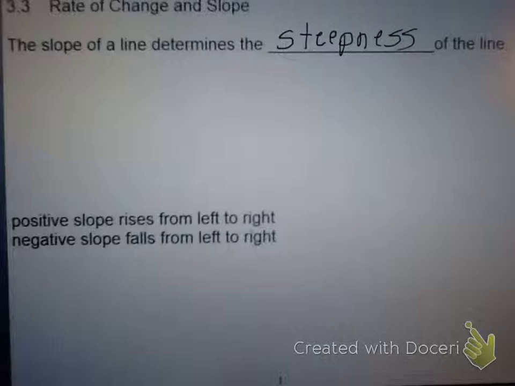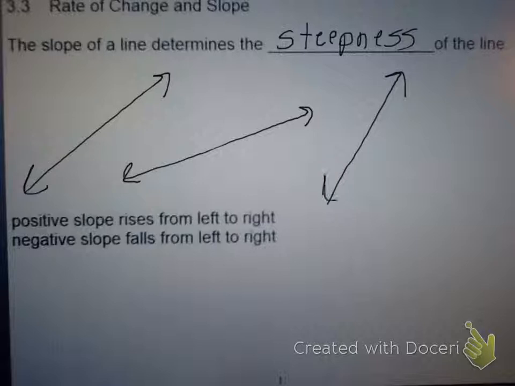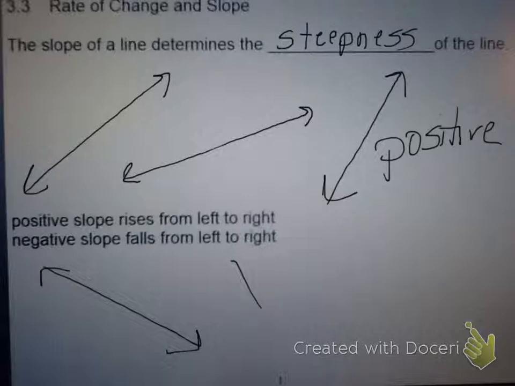We have slopes that rise from left to right. If it goes upward like that, or like this from left to right, if it is going upward, it is a positive slope. If it's going downward from left to right, and again, it doesn't matter how steep it is, these are all negative slopes.